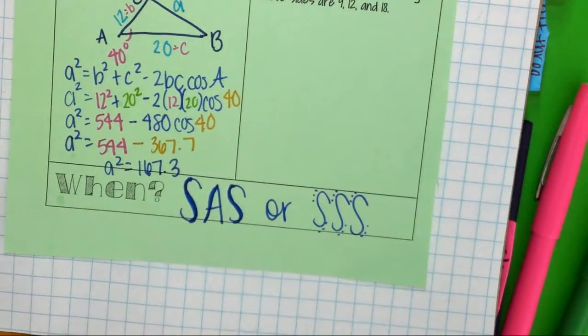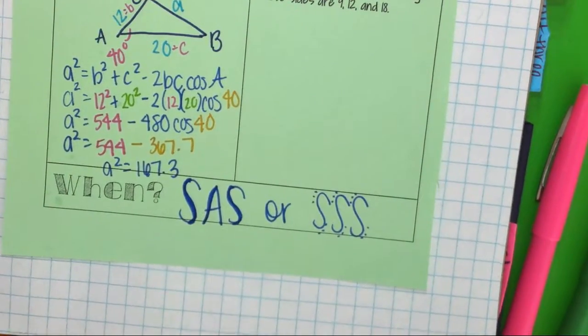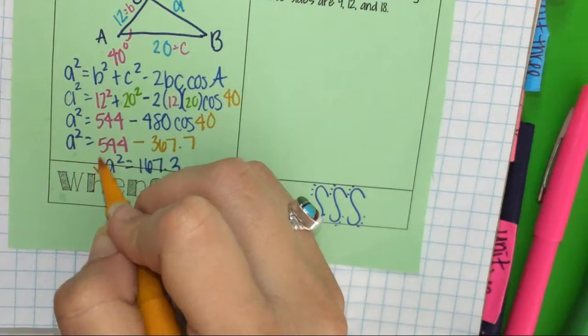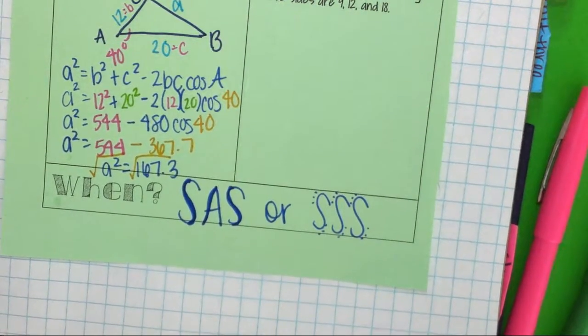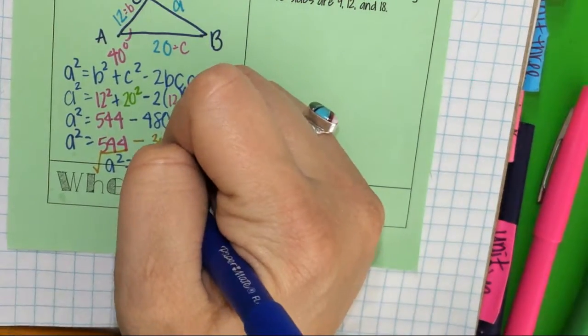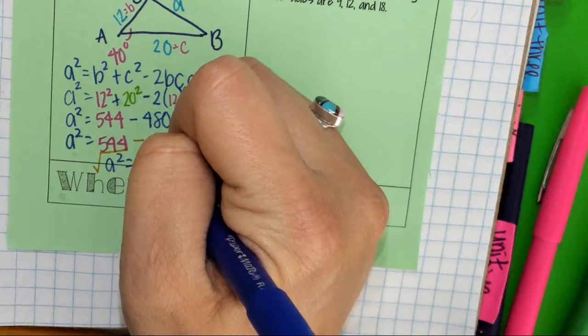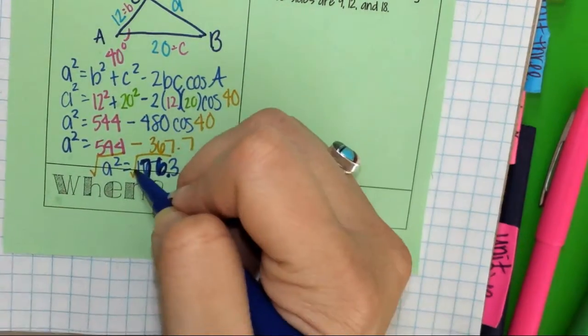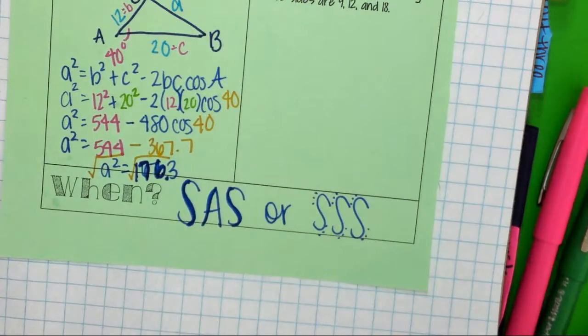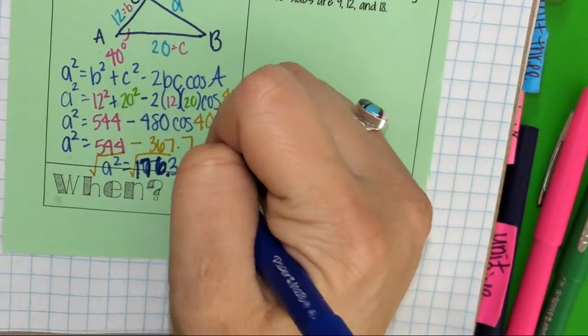Now, how do we get rid of the squared? Because that gives us A squared, not A. Square root. Hold up. Wait a minute. No, it's 176.3. We take the square root of that. And what is A? 13.23.